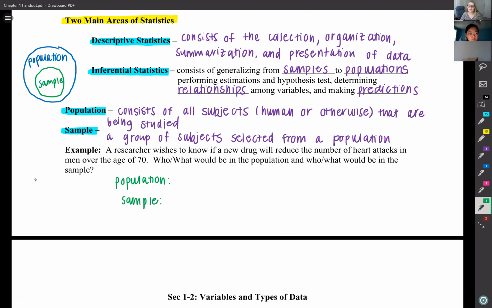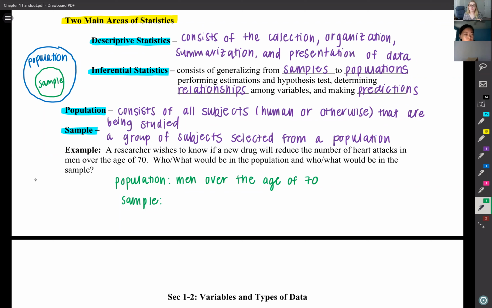So the population, like we defined, consists of all the subjects that are being studied. So if you're concerned about if the new drug would reduce the number of heart attacks in men over the age of 70, your population is men over the age of 70. That's who you're concerned with. So your population would be men over the age of 70. That's who we're aiming this at, and that's who we care about how this reacts with them or the effect that it has on them. Like I said, we literally can't do this on all men over the age of 70. Doesn't make sense. So we have to take a sample.